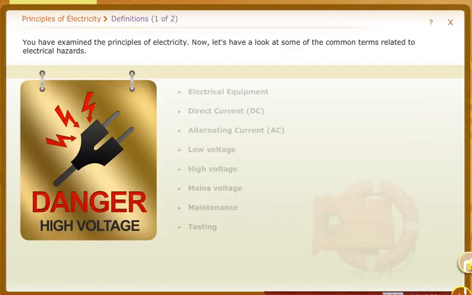You have examined Ohm's law. Now, let's have a look at some of the common terms related to electrical hazards.